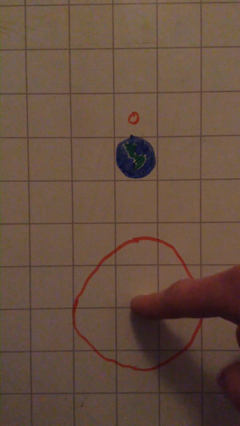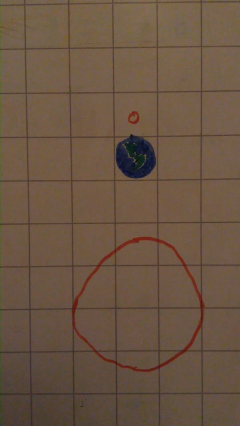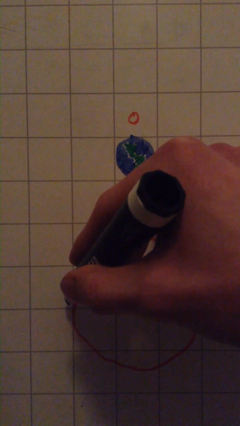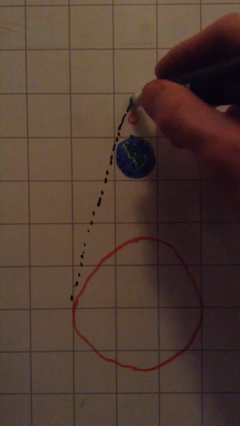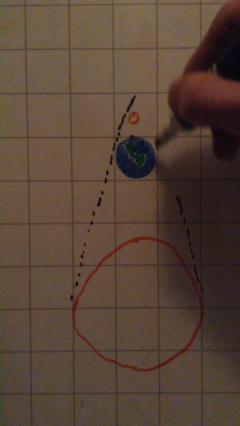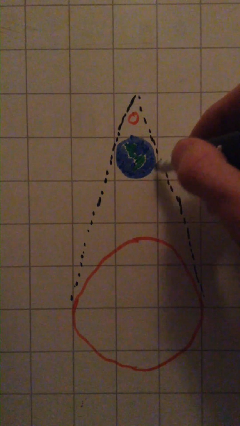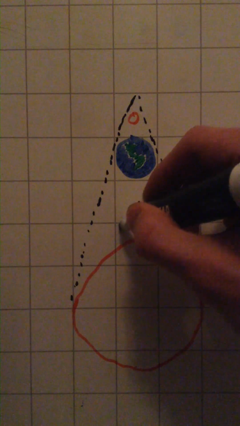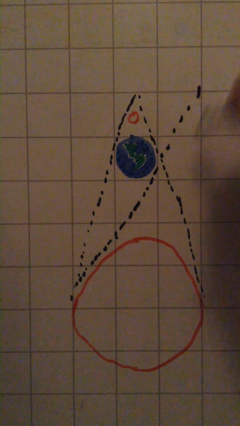So I've got this diagram. Pretend this is the sun, this is the Earth, and that's the moon. It's not to scale or anything, but you can sort of tell. And the umbra is going to follow these lines, common tangent lines between the Earth and the sun. And the other common tangent will be the penumbra.